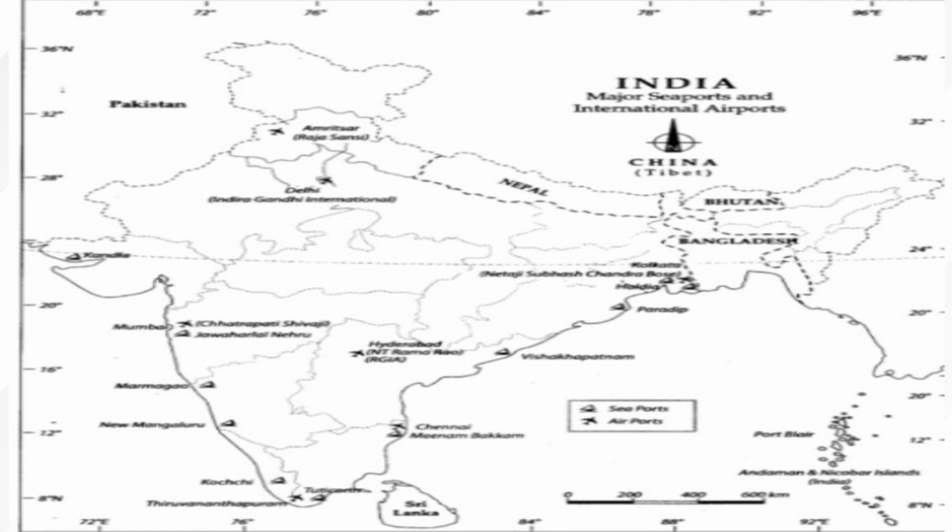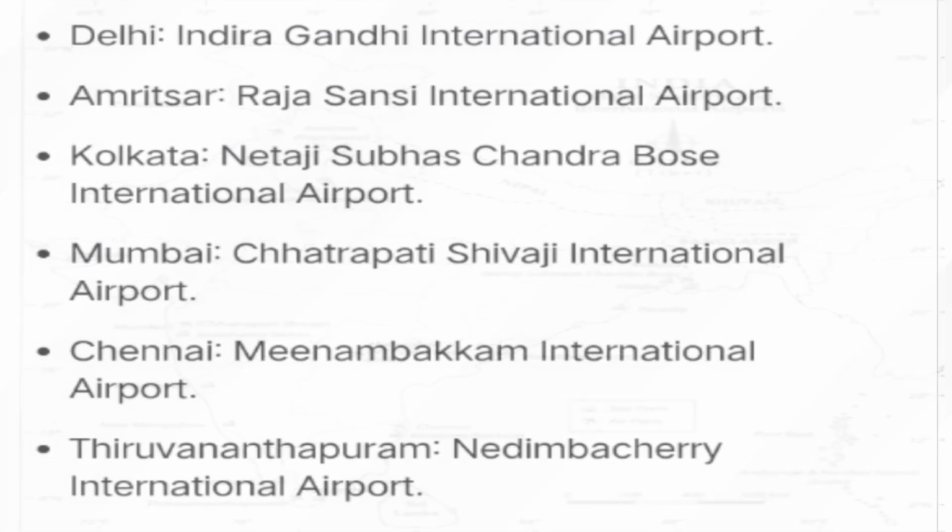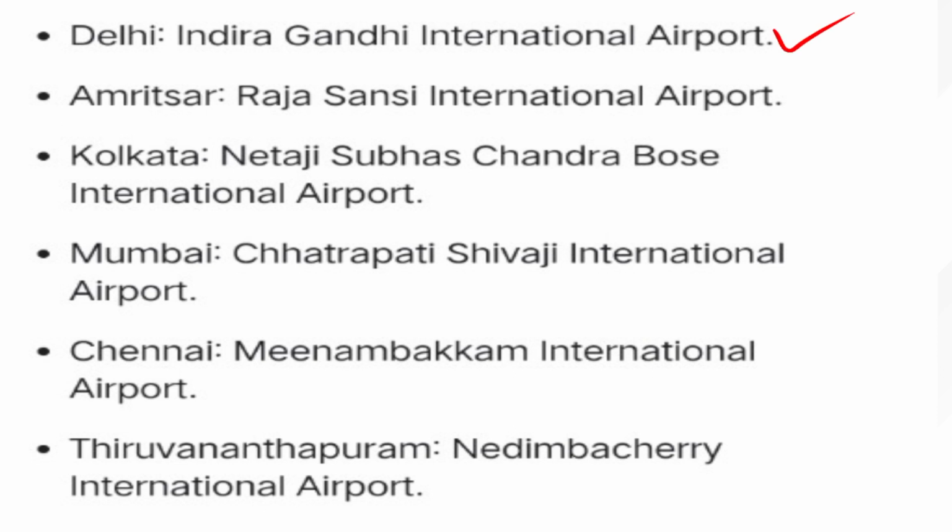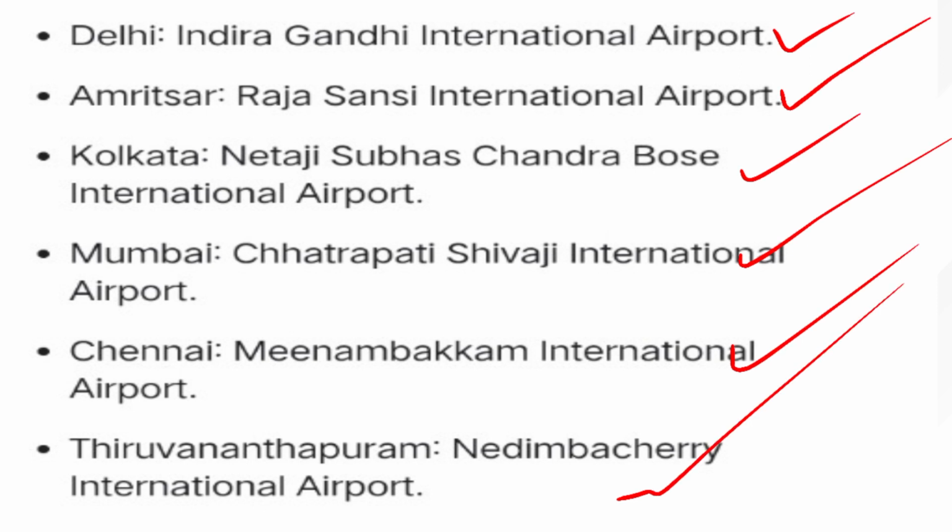So important airports here. The vision is not clear, you can refer to your textbook. These are the important ones. Delhi Airport, Indira Gandhi International Airport. Amritsar Raja Sansi International Airport. Kolkata Netaji Subhash Chandra Bose Airport. Mumbai Chhatrapati Shivaji Airport. Chennai Meenambakkam International Airport. Thiruvananthapuram Nedumbassery International Airport.